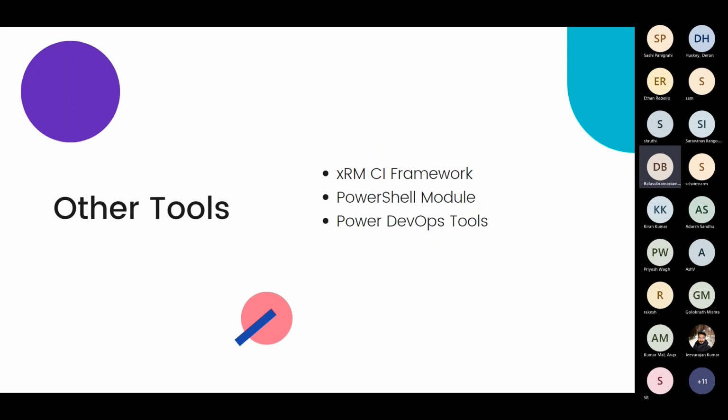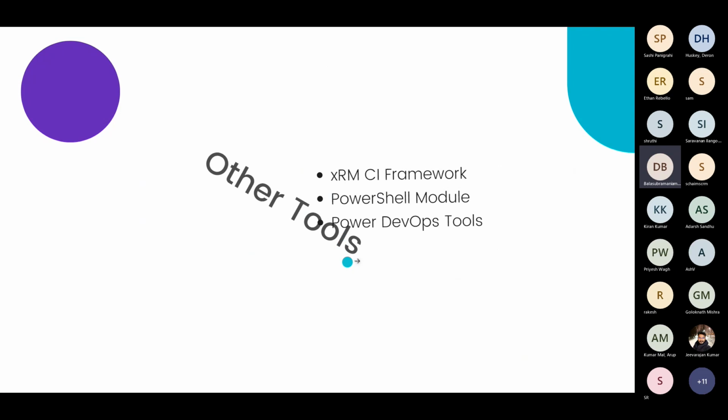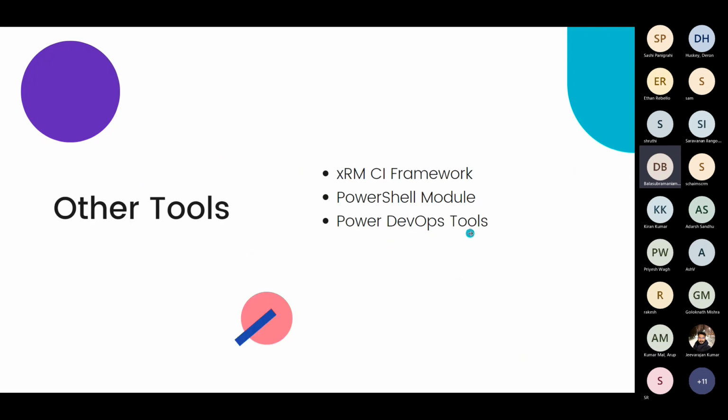And we do have some other tools also, like community tools such as the XRM CI Framework and the Power DevOps tools, which Wael Hamze has developed, and it has around 50 tasks. Some of the things you will not be able to achieve using the Power Platform Build Tools. In that case, you can either use the XRM CI Framework or the Power DevOps tools, which Wael Hamze has developed, and you can achieve an effective ALM process.